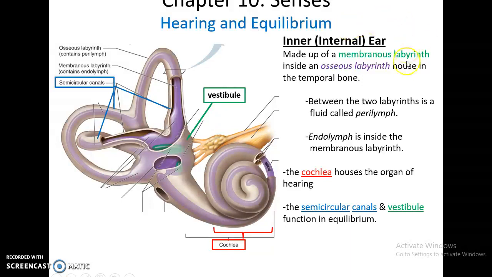The inner ear is broken down into three regions. You have the semicircular canals, these little curved structures. You have the vestibule, the center area, and then the cochlea, the snail shell structure. The cochlea houses the organs for hearing. Semicircular canals and vestibule house the structures for equilibrium.